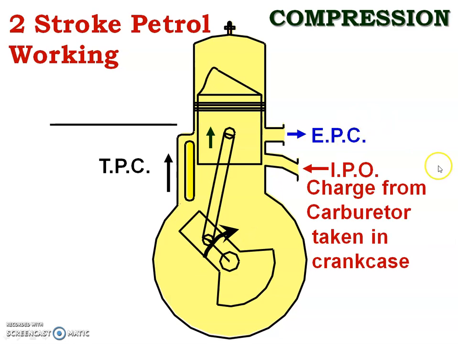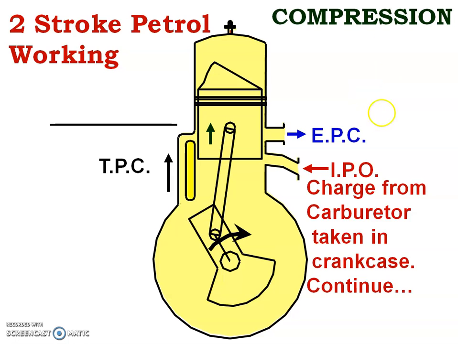Now you look at this. Inlet port open. So the inlet port opens below the piston. And as the inlet port opens, what will happen? The fresh charge, that is the mixture of air and petrol from the carburetor, enters into the crankcase, that is below the piston. And we can say that there is a suction stroke below the piston and a compression stroke above the piston. So the piston is moving up. Again the compression above the piston and the suction below the piston continue.